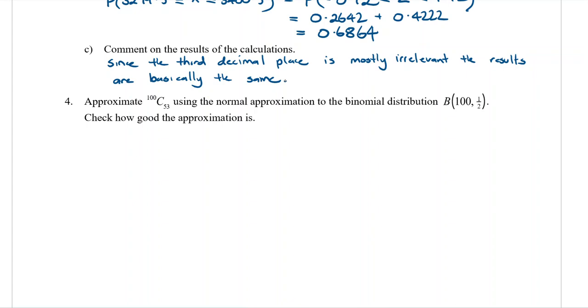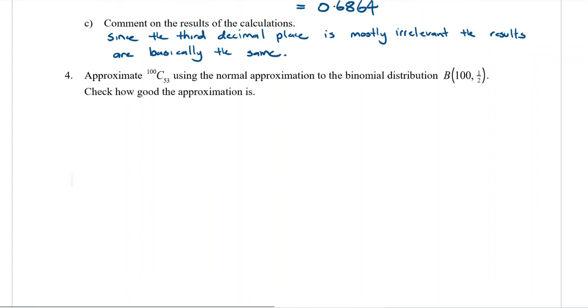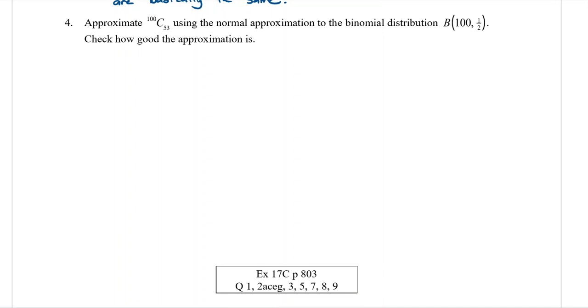Yeah? Okay, so one more little part to do here. Question 4. I want to approximate 100C53, which we could definitely do on our calculator. We will do it on our calculator as a check. But we want to approximate it using the normal approximation to a binomial distribution B(100, half). Check how good the approximation is. I'm going to check it on the calculator at the end.